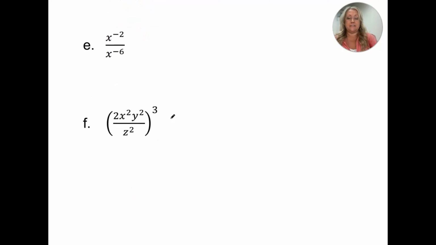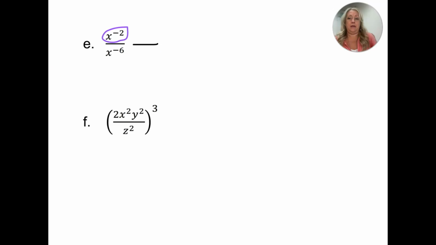All right, let's take a look at this next one. So now we've got negative exponents in both the numerator and the denominator. So I like to think of it as like this x to the negative 2, right? It is not happy upstairs. It wants to move downstairs.